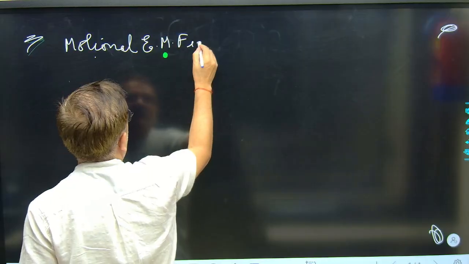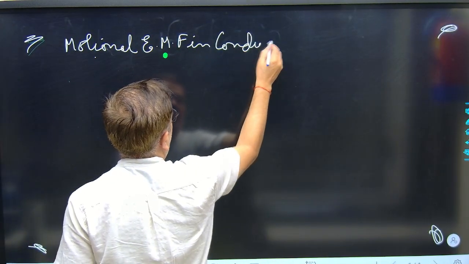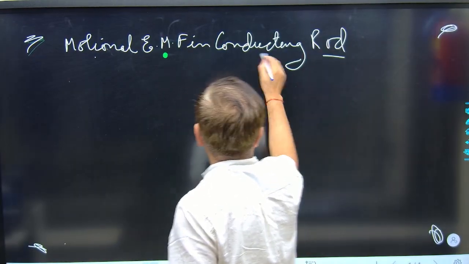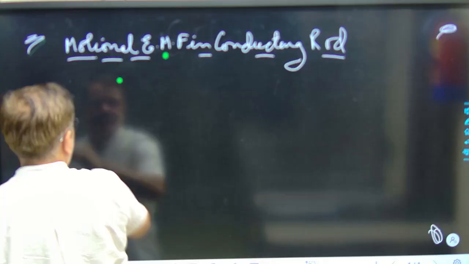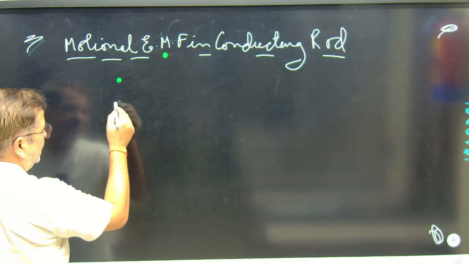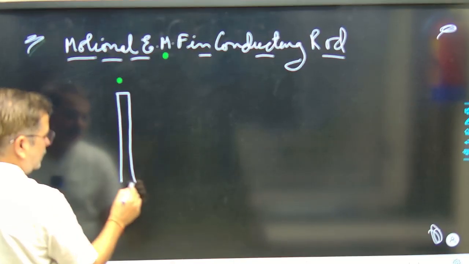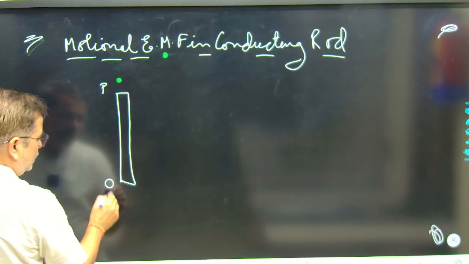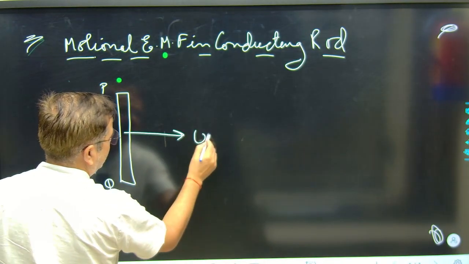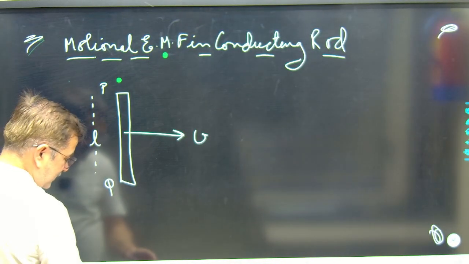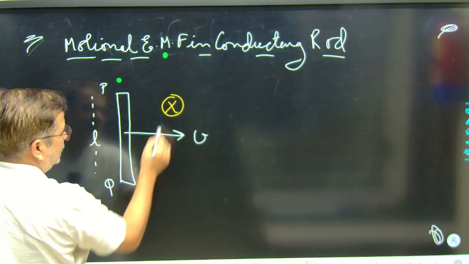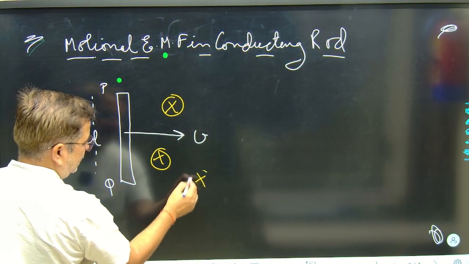EMF in conducting rod. Even when there is no flux change, means there is no closed loop arrangement. Basic cause is the field lines are being cut. Say this is the conducting rod, this is the end P, this is Q. Conducting rod is having the length L and is moving with velocity V. And say the magnetic field lines here, they are perpendicular to the length. Say magnetic field lines are perpendicular to the length. Say downward direction, these are the field lines.